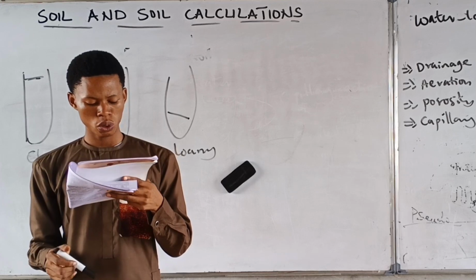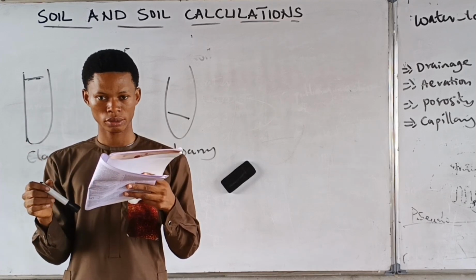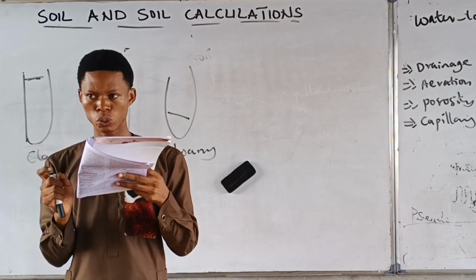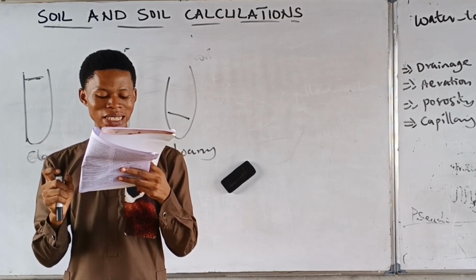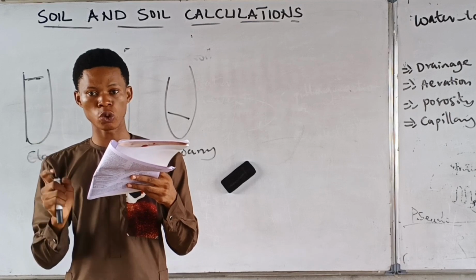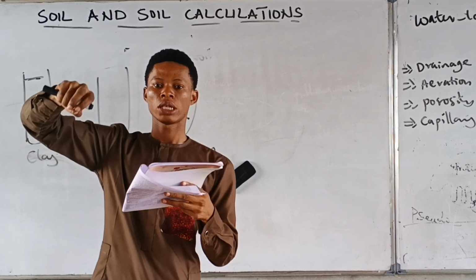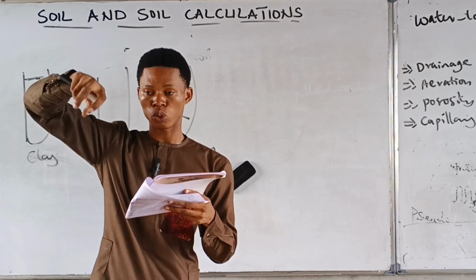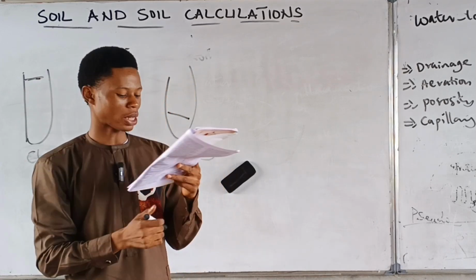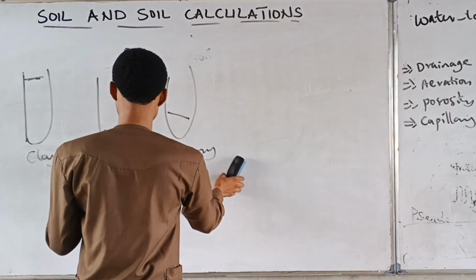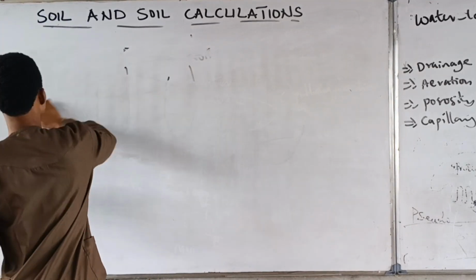If a handful of soil is shaken with water and left to settle, the soil particles will settle from light to heavy particles as follows. If you put soil inside a container, put water inside and shake it and allow it to stand, the soil particles will settle from light to heavy particles as follows.